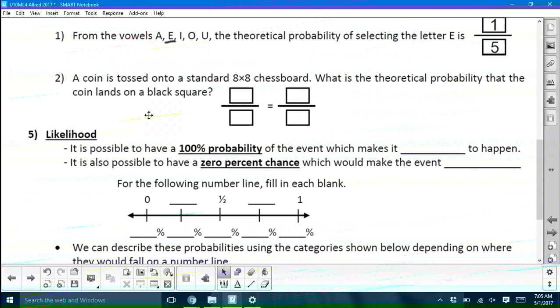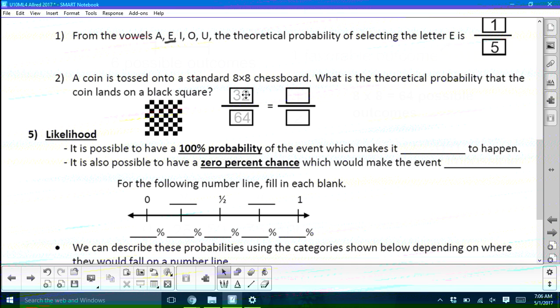If you tossed a coin onto a standard 8x8 chessboard, it has 64 squares. What would be the theoretical probability that your coin landed on a black square? Assuming that your coin landed on one square and only one square, and it landed on the chessboard itself. Out of 64 possibilities, what would be the theoretical probability that would land on a black square? That puzzle is going to ask you right now.